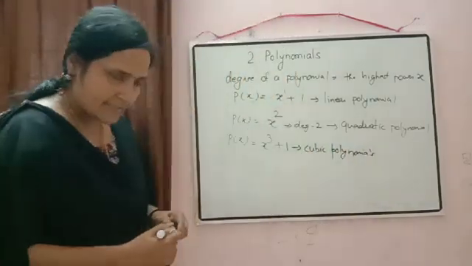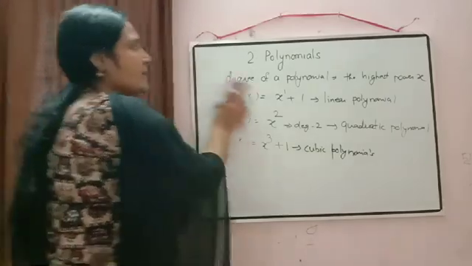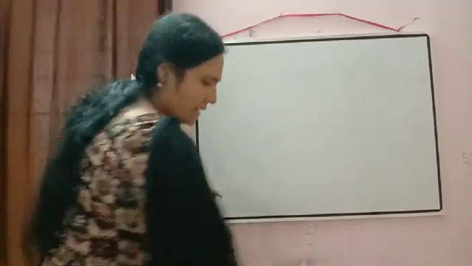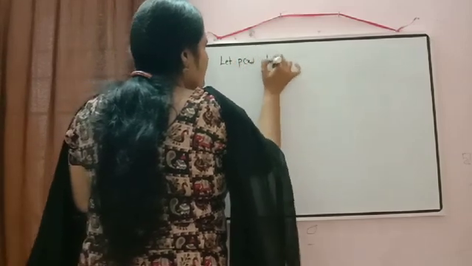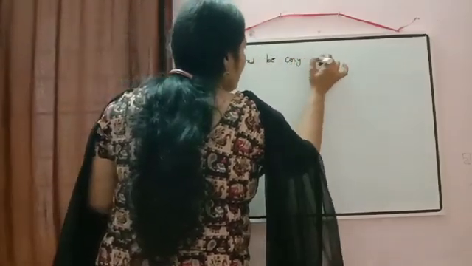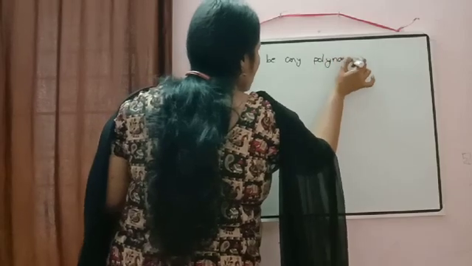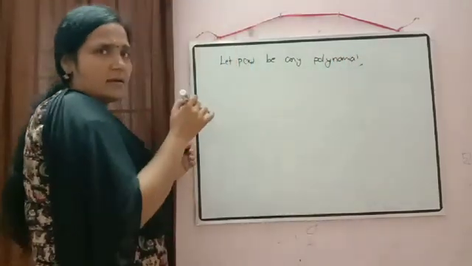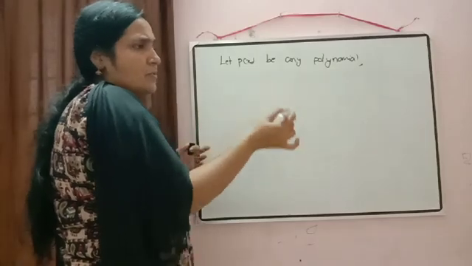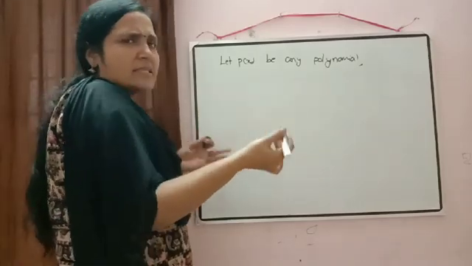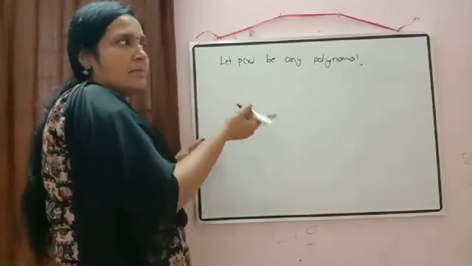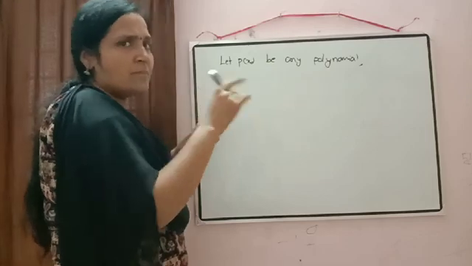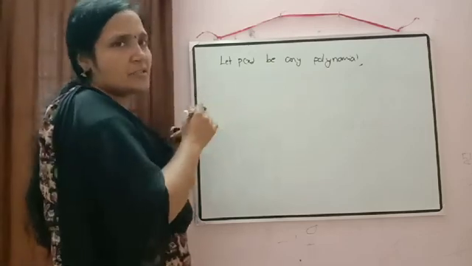Now the next concept you should know is what is a 0 of a polynomial. Suppose I am writing here p of x. Let p of x be any polynomial. Then what do you mean by 0 of the polynomial? If I am saying x is equal to 2 is a 0 of the polynomial, what does it mean? It means that in the given polynomial, in place of x, if we substitute 2, the value of the polynomial reduces to 0.